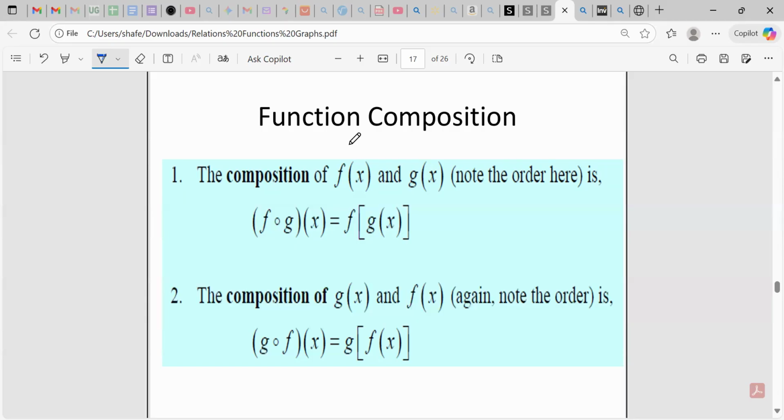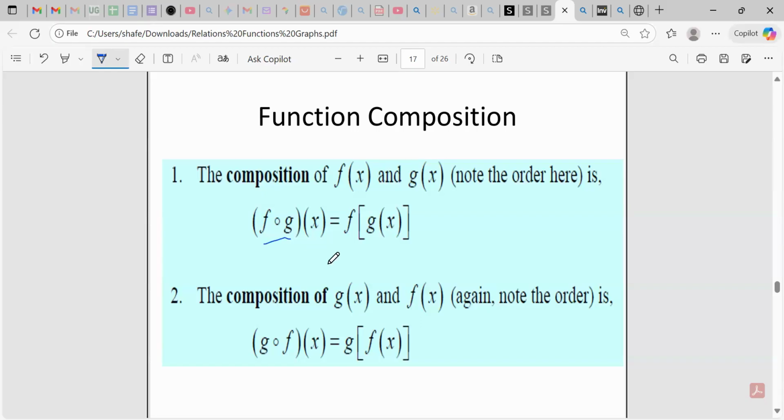Could you combine these functions to have a third one, a composite, that will do the work of both of the individual functions? Yes, you can do that. And that's what this is saying. The composite of f and g.